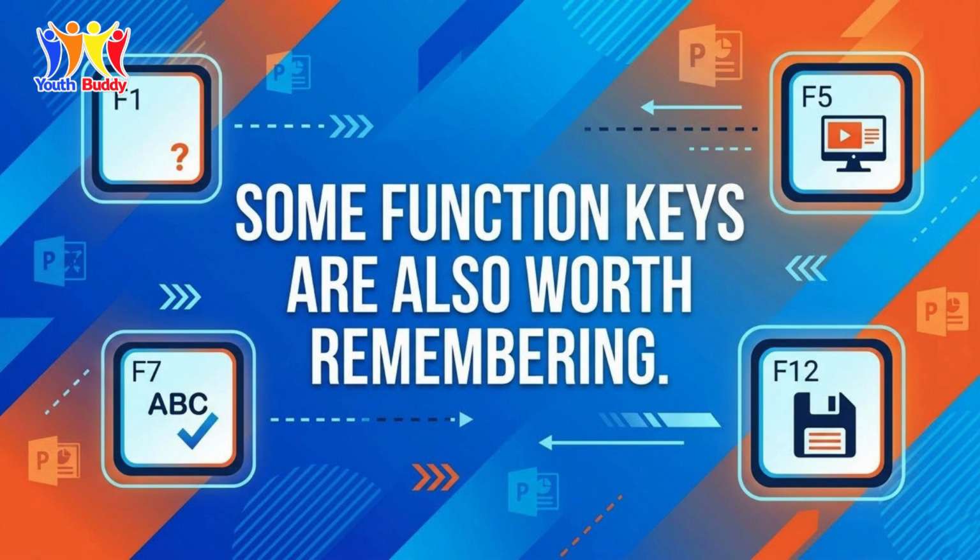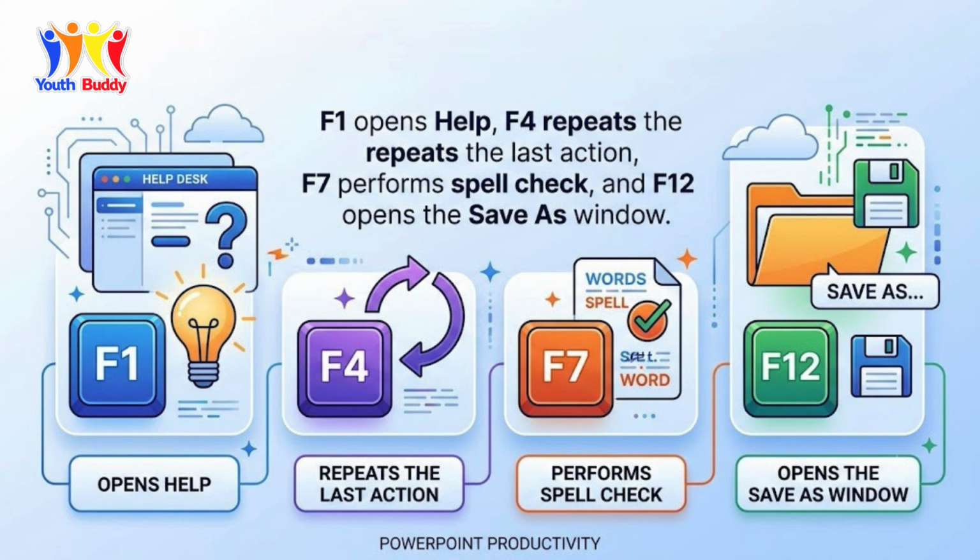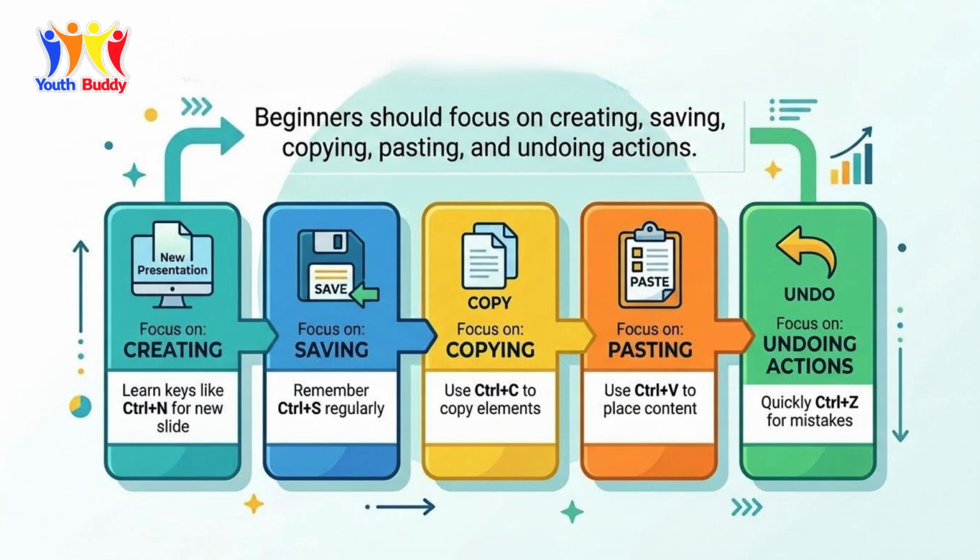Some function keys are also worth remembering. F1 opens help, F4 repeats the last action, F7 performs spell check, and F12 opens the save as window. A simple learning roadmap works best. Beginners should focus on creating, saving, copying, pasting, and undoing actions.